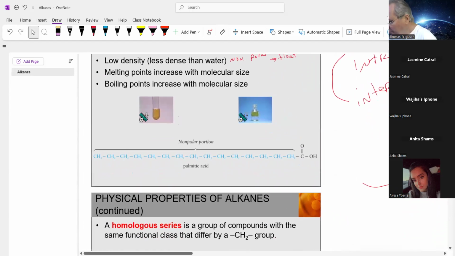Now, a molecule, if it's big enough, can have both polar parts and nonpolar parts. Fatty acids are a good example.